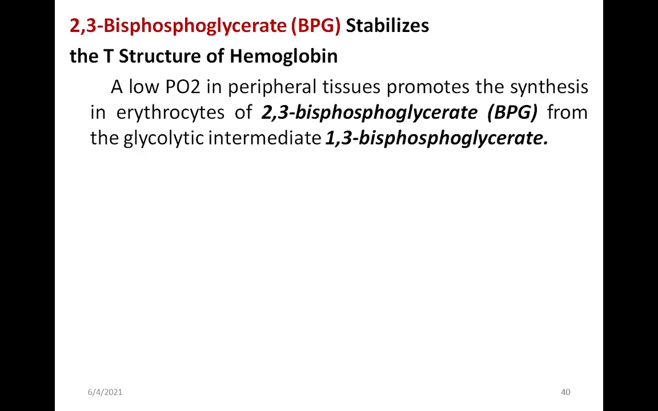Already it was taught in carbohydrate metabolism class, the Rapoport-Luebering cycle. Here the 1,3-bisphosphoglycerate is bypassed for the formation of 2,3-bisphosphoglycerate. So there is formation of 2,3-bisphosphoglycerate always whenever the partial pressure of oxygen is very low in the peripheral tissue, usually at high altitude.